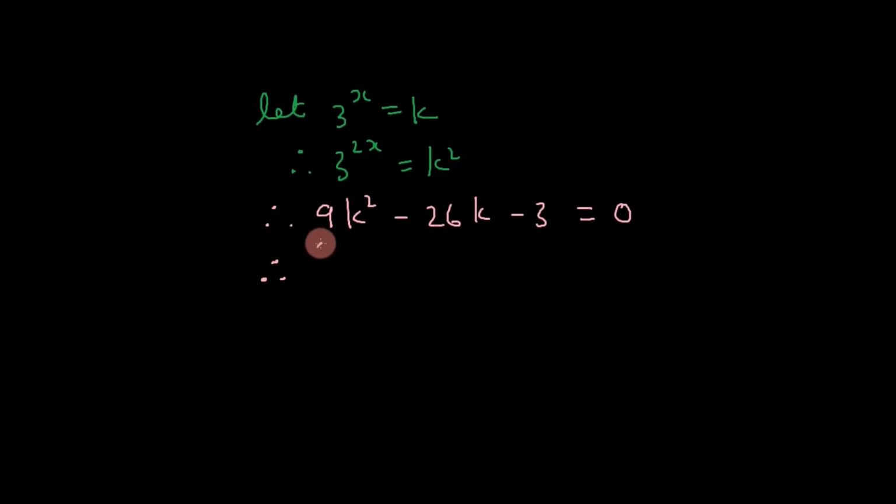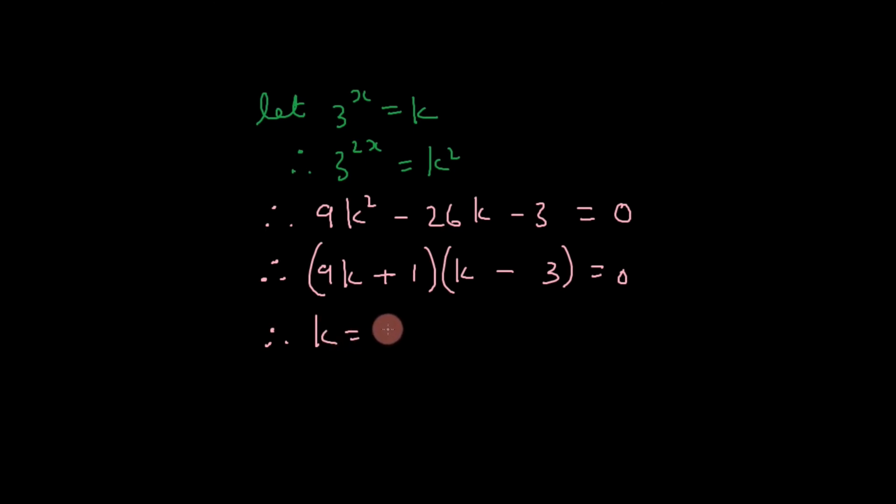And now we can factorize. So we have 9k times k and 1 times 3. We need negative 26k. So the minus will go here and the plus will go here. Because you'll have negative 27k plus 1k giving us negative 26k. So then solving for k is equal to negative a ninth, or k is equal to 3.